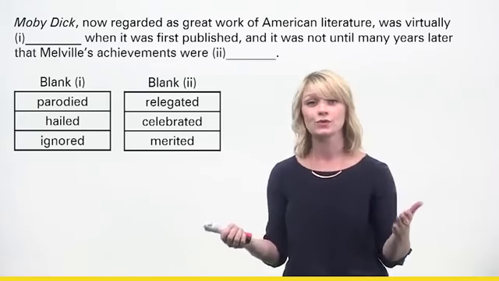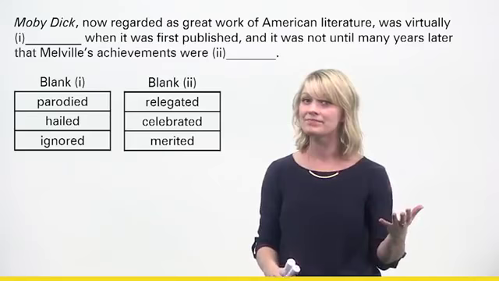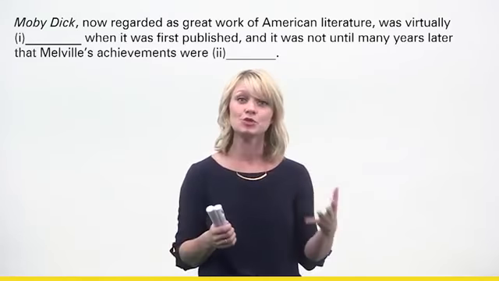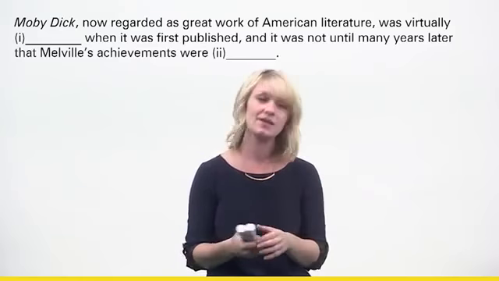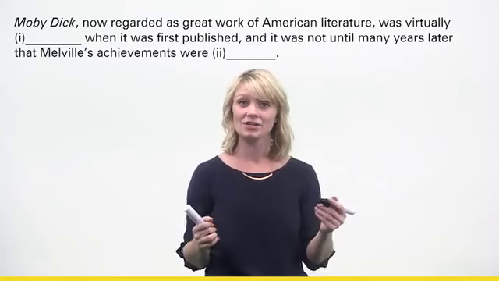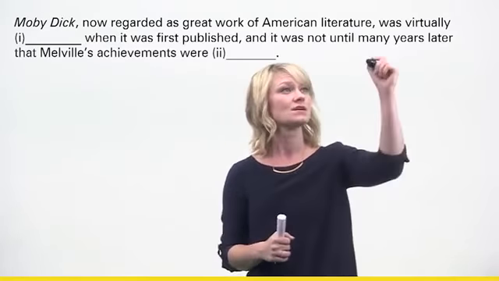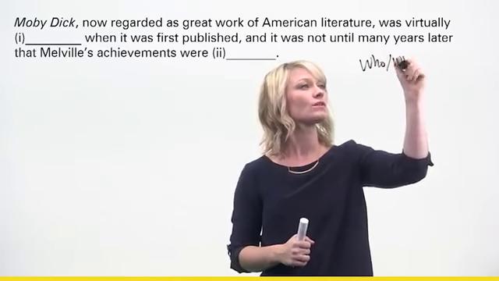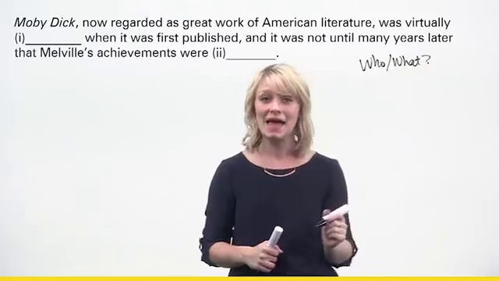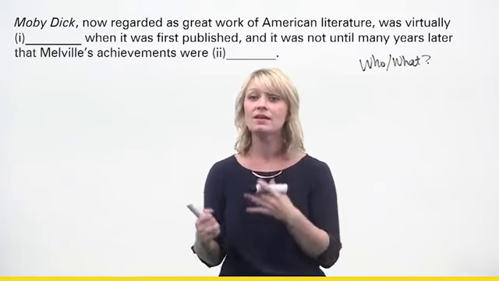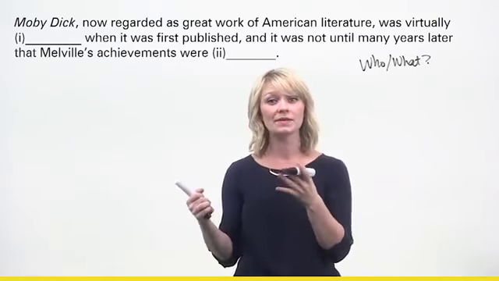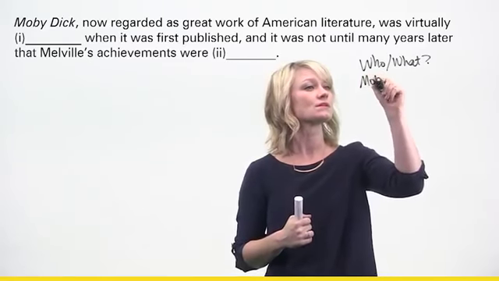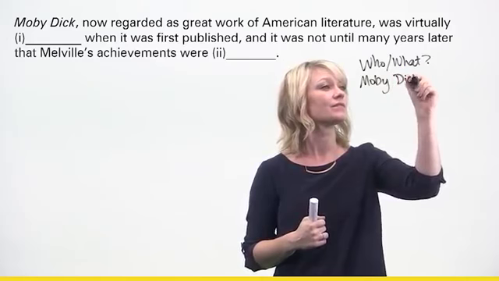We're going to go through the 3 basic steps, and step 1 is to ignore the answer choices. Now we're focusing on that first blank. Step 2 is to come up with our own word for that blank, and to do that, we're going to ask ourselves a couple questions. The first question is, who or what does that blank describe? Well, this blank is describing Moby Dick when it was first published. So we can make note of that.